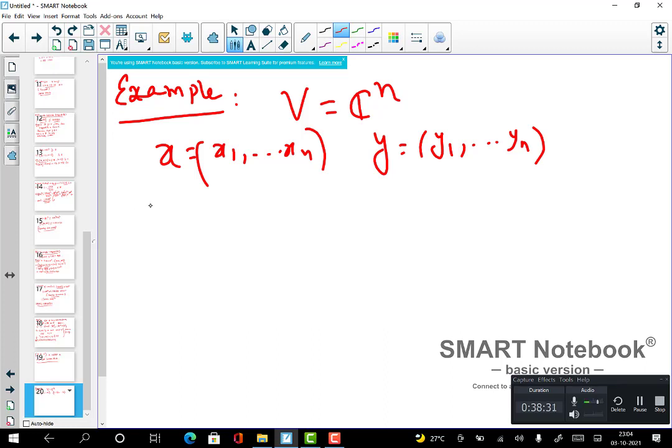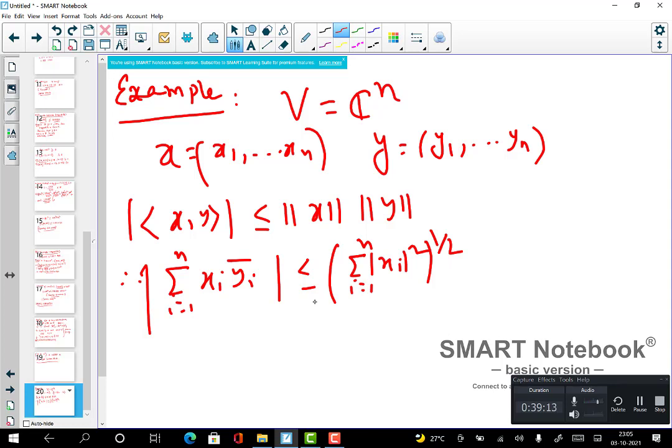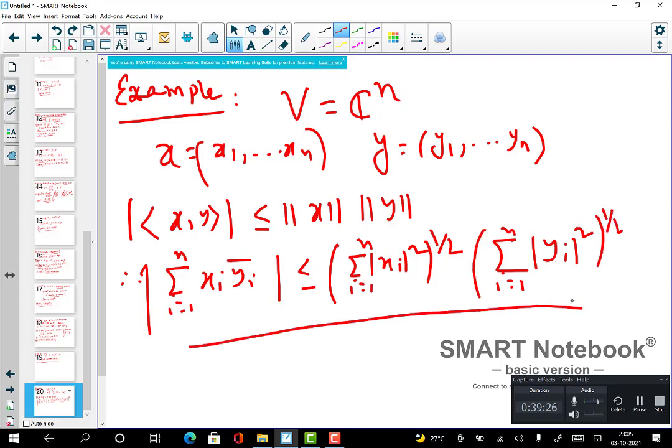What does Cauchy-Schwarz say? Cauchy-Schwarz says that if you take the inner product of x and y and then take the modulus, this is bounded by the product of the individual norms, right? And that tells you that the left hand side is nothing but the sum over i equal to 1 to n of xi times yi bar, and this quantity in modulus is bounded by the individual norms. Individual norm means what? The sum of |xi| squared, i equal to 1 to n, and norm means square root, right? So to the power half. And the second quantity is the sum of |yi| squared, i equal to 1 to n, to the power half. So this identity is actually coming from Cauchy-Schwarz. This is the form of the Cauchy-Schwarz inequality for the standard inner product.